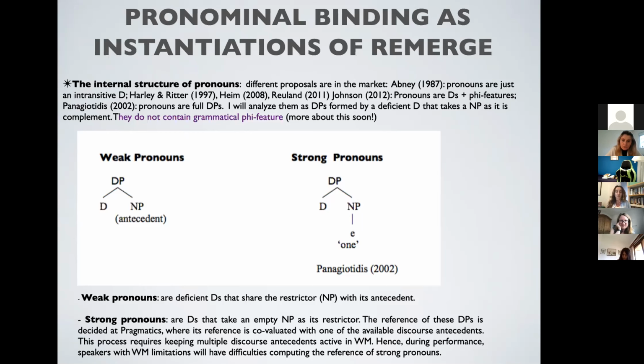The reference of these DPs is decided at pragmatics, where reference is coevaluated with one of the available discourse antecedents. This process requires keeping multiple discourse antecedents active in working memory. Hence, during performance, speakers with working memory limitations will have difficulties computing the reference of strong pronouns.